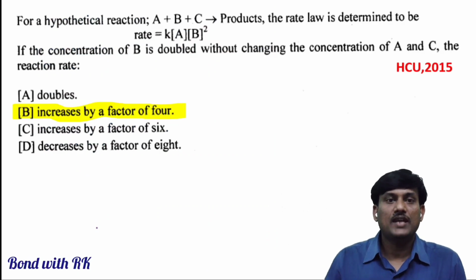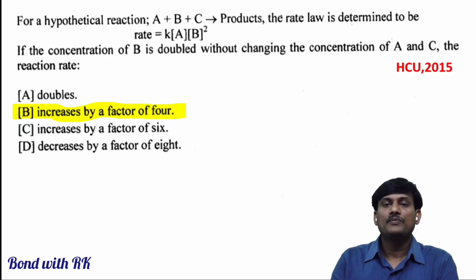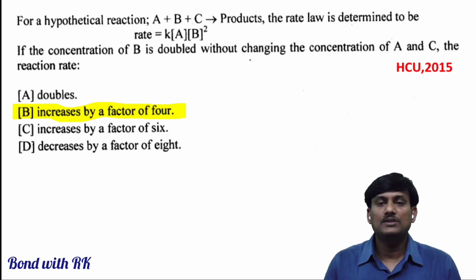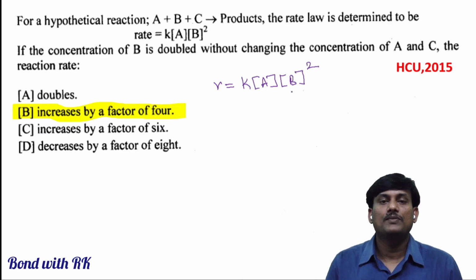For a hypothetical reaction, A plus B plus C gives products. The rate law is determined to be rate equals K into concentration of A, concentration of B power 2. If the concentration of B is doubled without changing the concentration of A and C, the reaction rate? This is the rate law or rate equation. R is equal to K into concentration of A and concentration of B square.